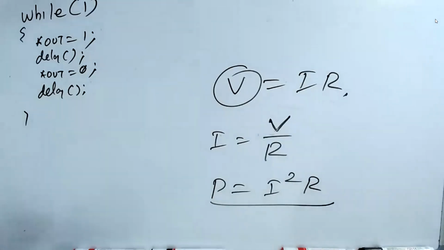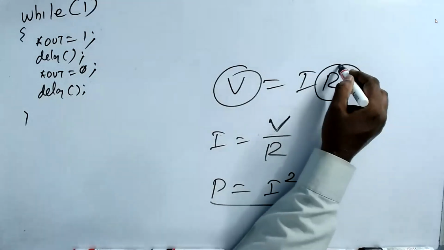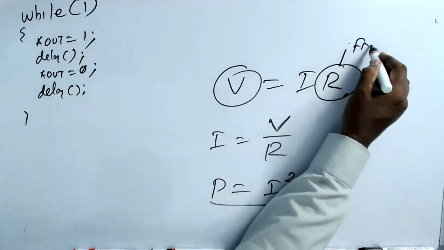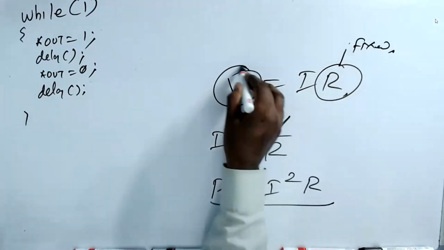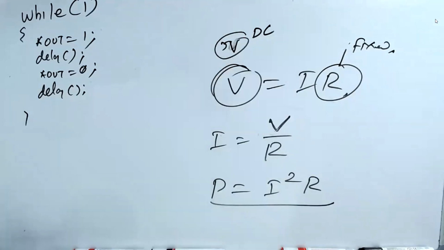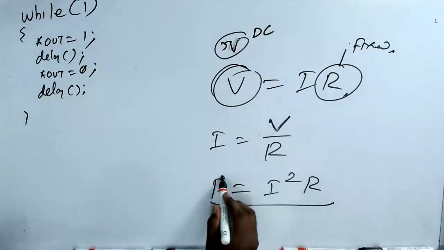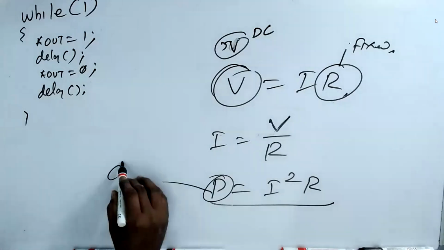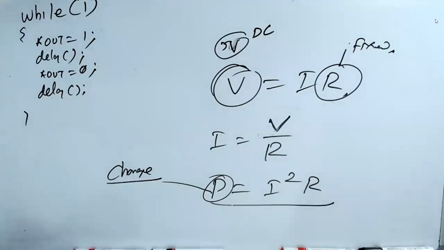But I am telling you, don't change the resistance, fix it. And V is 5 volt. I'm supplying only 5 volt DC. But I want to change the power P. How could it be possible? That is what I've shown you so far.